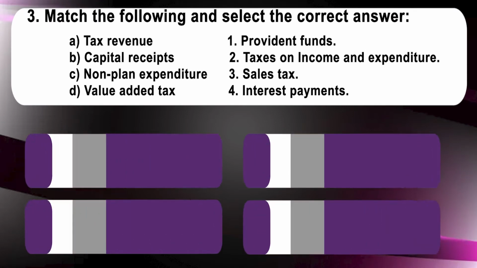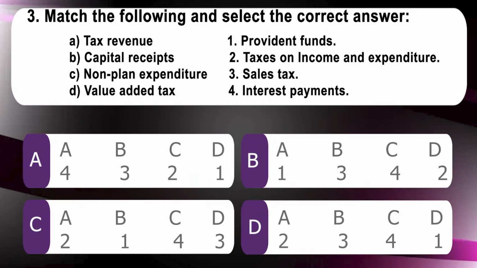3. Match the following and select the correct answer. A. Tax revenue, provident fund. B. Capital receipts, taxes on income and expenditure. C. Non-plan expenditure, sales tax. D. Value added tax, interest payment. So the correct answer is C, that is 2, 1, 4, 3. Tax revenue, that is taxes on income and expenditure. Capital receipt, provident fund. Non-plan expenditure, interest payment. Value added tax, that is sales tax.